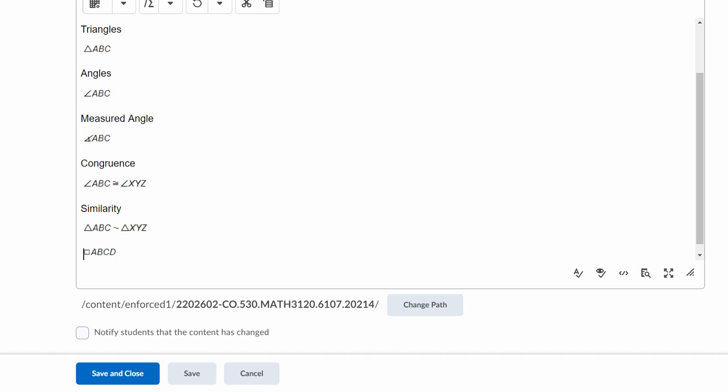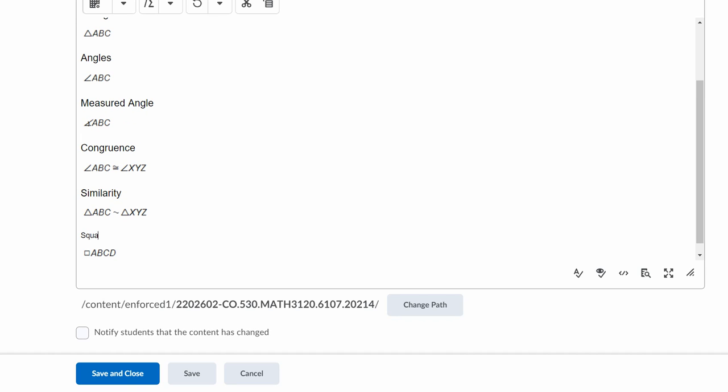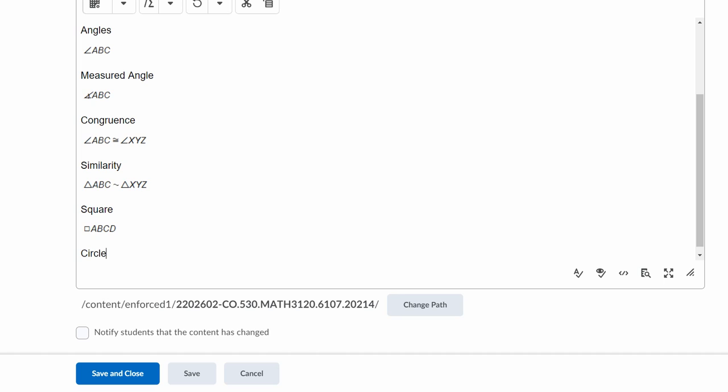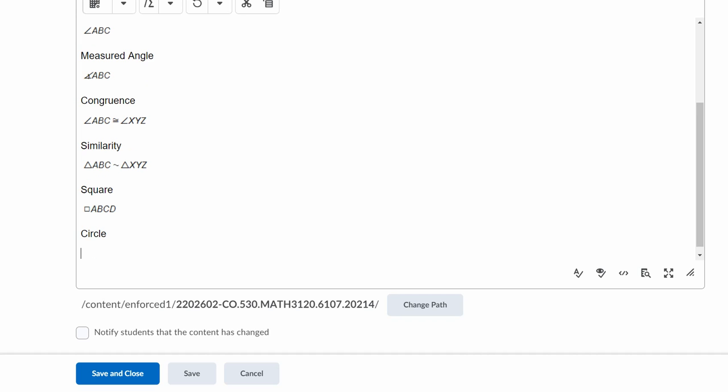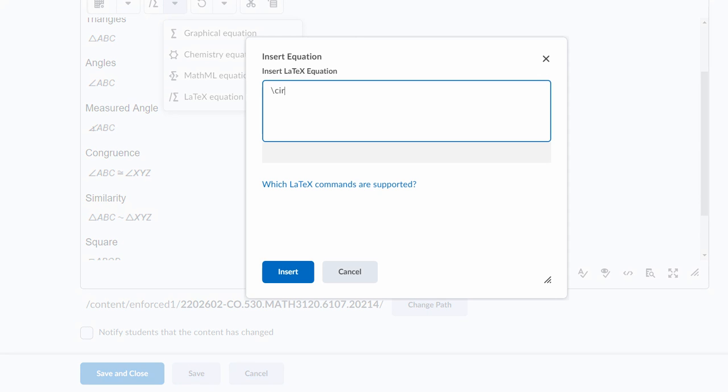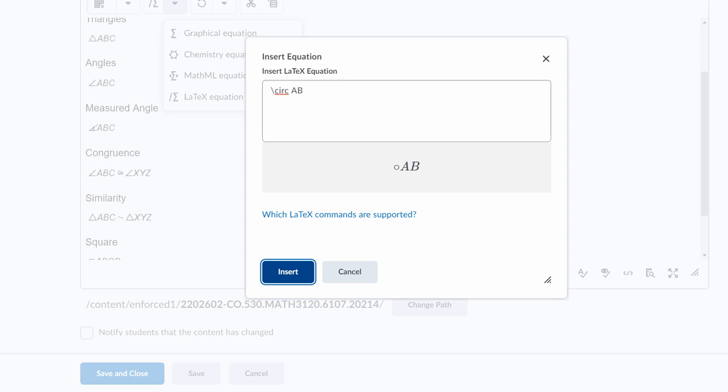Circle. So wait, I'm sorry, I was going to put a square here. Square. And what about a circle? It's exactly what you'd think. These get very easy to guess after a while, right? It's going to be backslash circ. And let's say circle AB, right? This will be a circle with center at A and B is on the circle, so the distance AB is the radius.